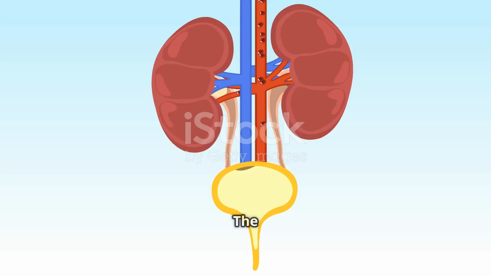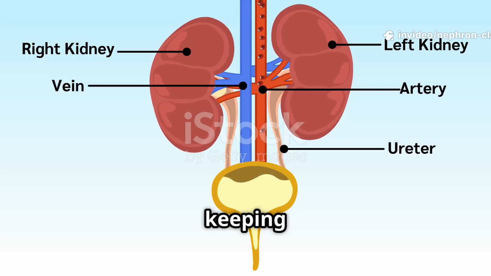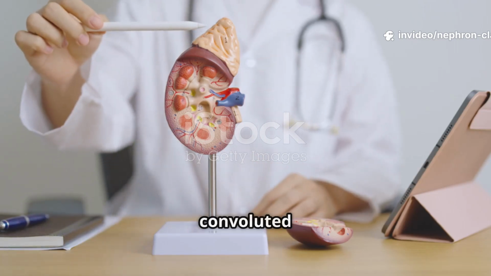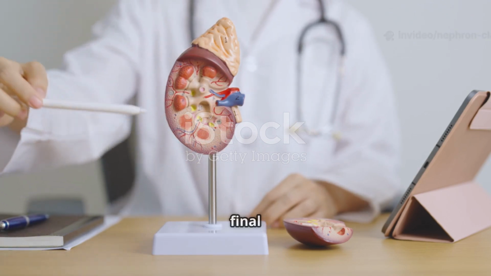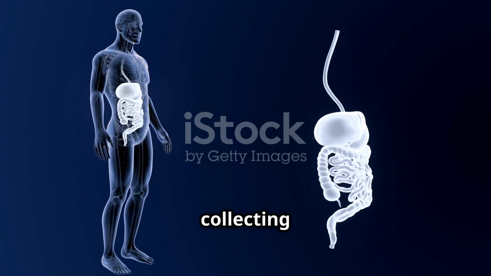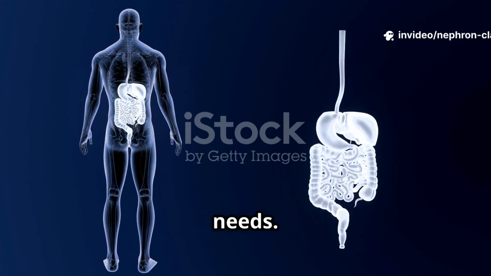back up. The loop manages water and salt balance, a critical job for keeping you hydrated and your salt levels just right. Then it's onto the distal convoluted tubule, which does some final fine-tuning of the filtrate. The last stop, the collecting duct. Here, water reabsorption can be increased depending on what your body needs.